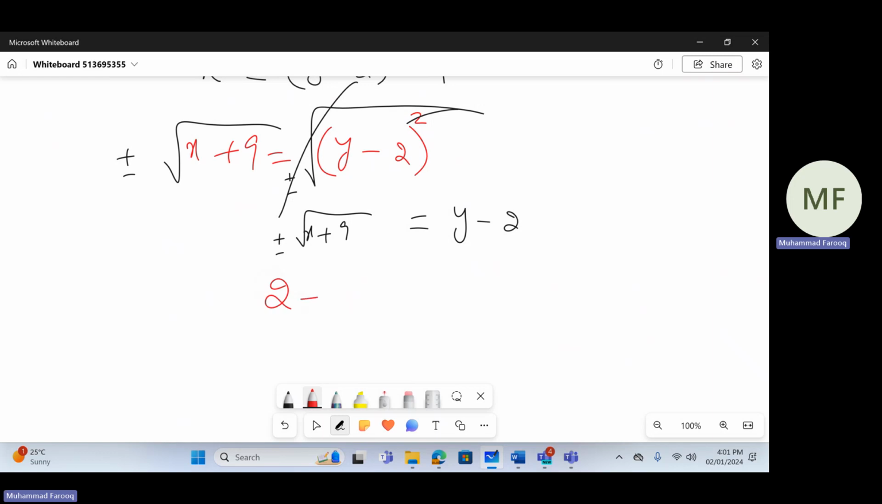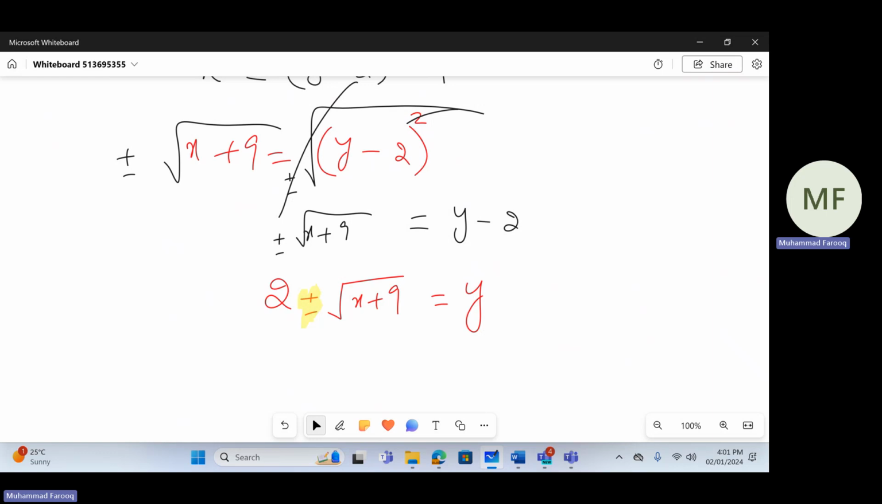Then we have here positive and negative square root of x plus 9 is equal to y, and definitely this is still not a function. A function needs only one output. Right now you have two outputs for y, which is a violation of a function. So either it is positive or it is negative. It depends now on the domain condition.